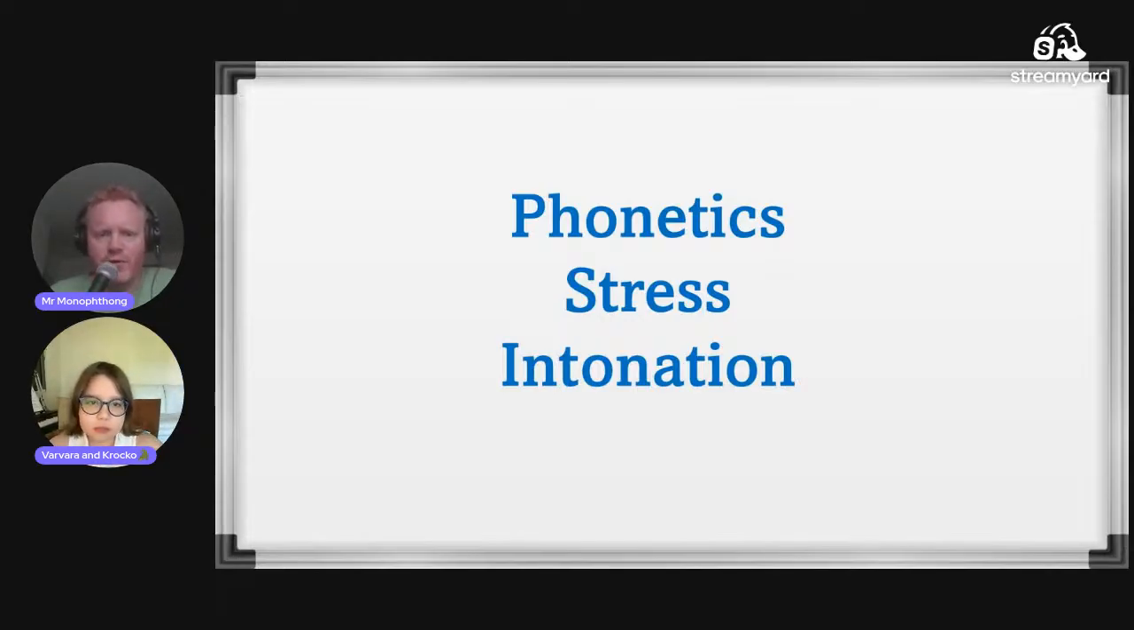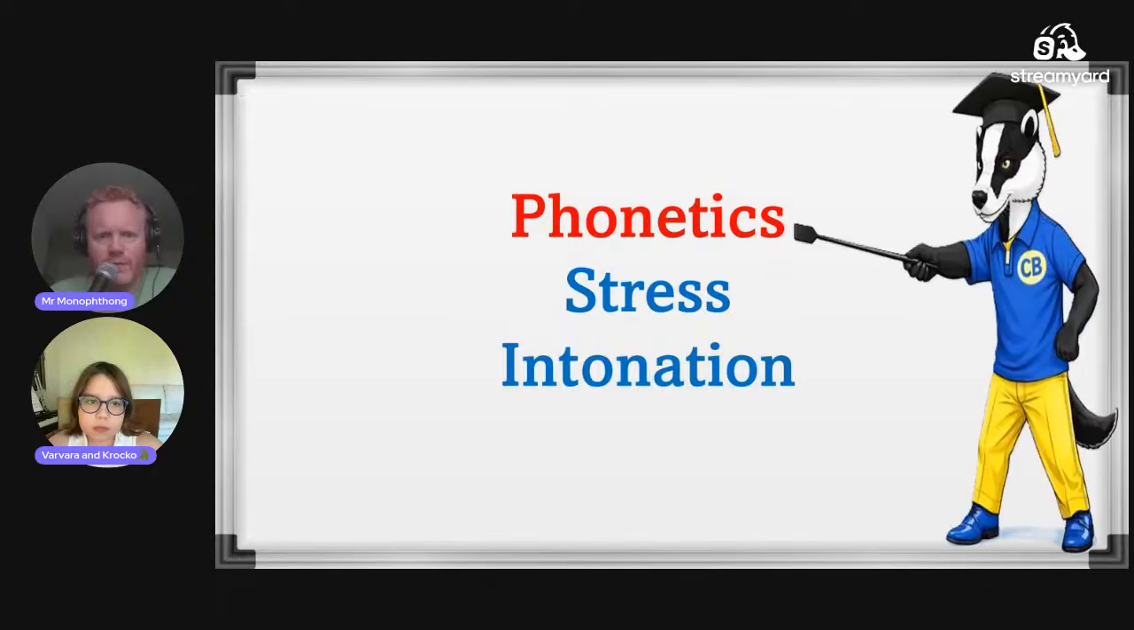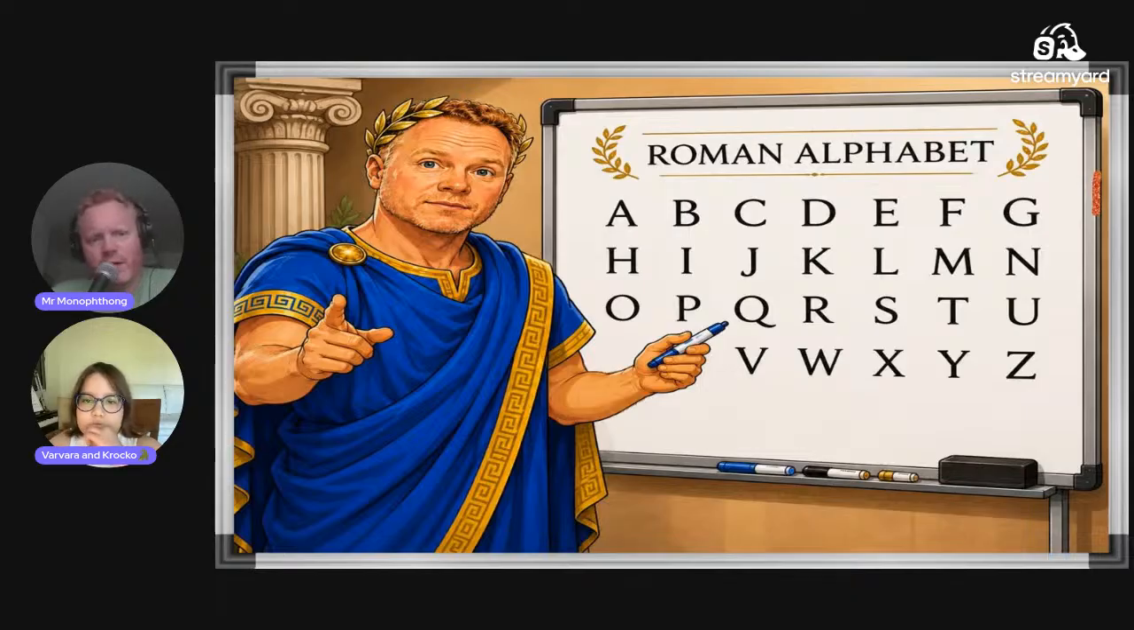Okay, let's ask Badger what we're going to do first. Badger has decided that we're going to do what? Phonetics. Yeah, this is usually where most people start. Next slide, please. Okay, what is this thing? This is the Roman alphabet. It's a beautiful harmony of 26 letters with vowels and consonants.